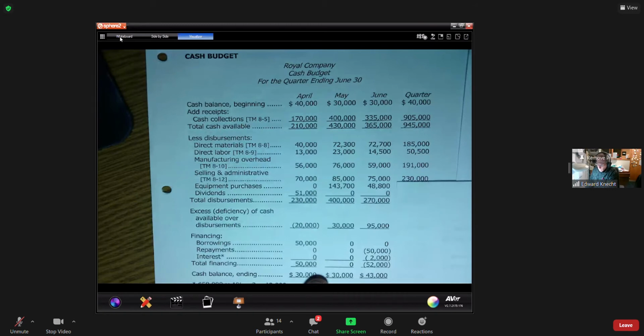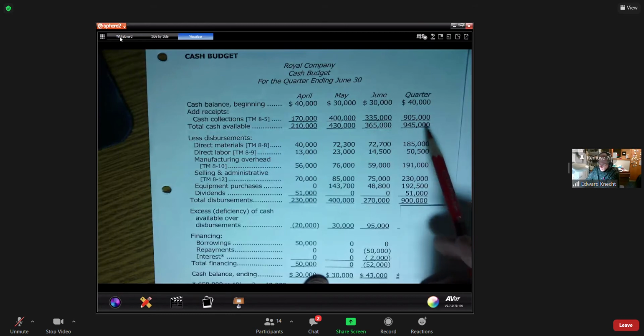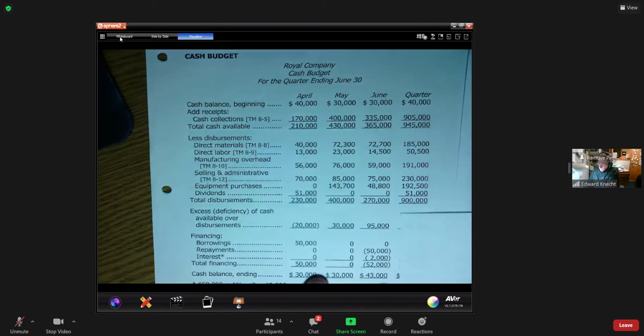$230,000 worth of selling administrative costs. Our purchases of equipment, 192,500. Dividends, we had 1 month, 51,000. So 900,000 less cash available. We get 45,000, don't we?